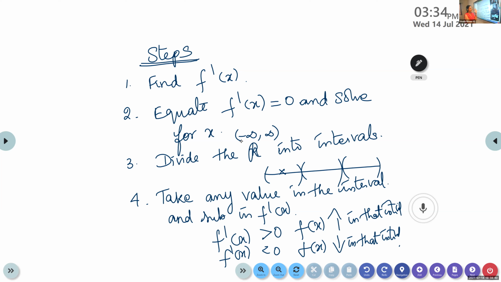This type is very important. The method we have now learned is very important. Usually we will get one 3-mark question from this part. You can expect these questions in MCQ also. In 4 options, they will give 4 intervals and ask whether it is increasing or decreasing. So if you solve it, you'll be able to get the answer.